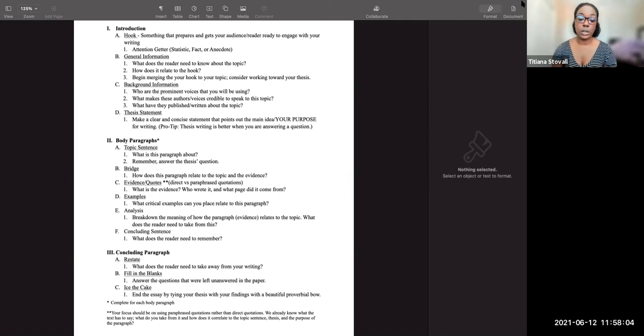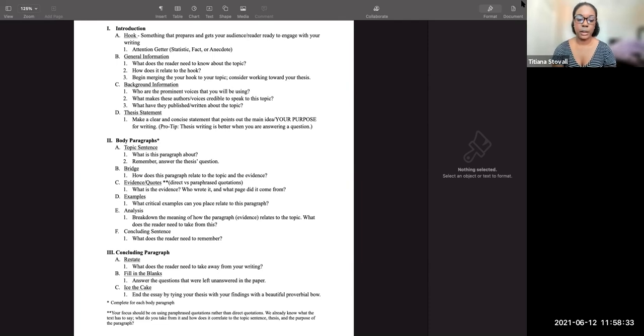So you do want to make sure that you are considering that as you are writing, that it all has to go down to the analysis portion where you're giving either a critical example, further explaining it, you're further explaining how there's a connection between what you said in your thesis statement, excuse me, and then what you confirmed in the evidence. And then you have a concluding sentence, which is essentially what does the reader need to remember.